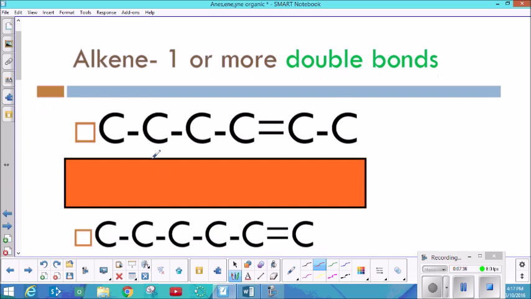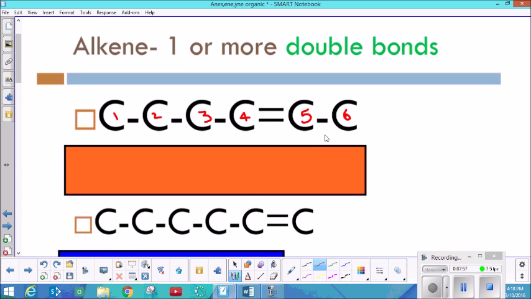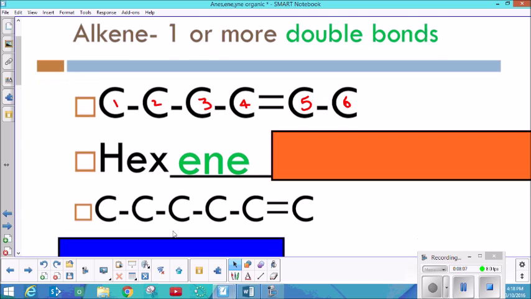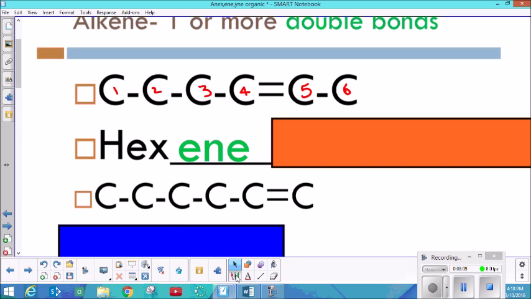What is the name of this carbon compound? 1, 2, 3, 4, 5, 6. Using our naming system from just a little while ago, you might have said this was hex and ene. And it is hexene to some respect. We'll talk more about what it is beyond that in just a second. So hexene. But then again, what is this carbon compound?